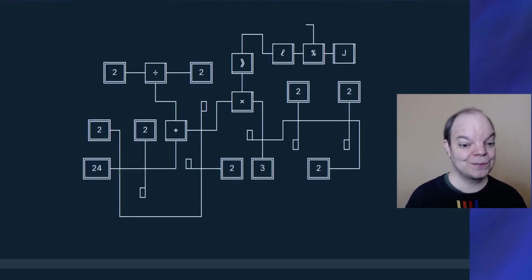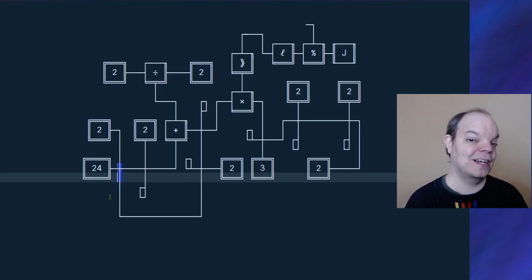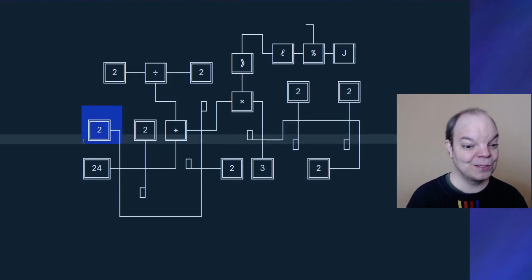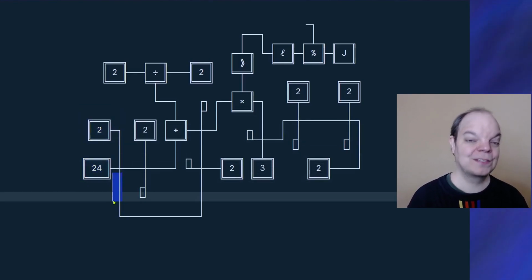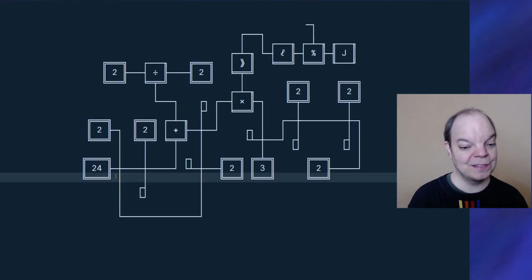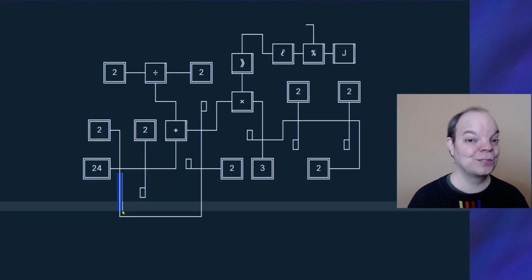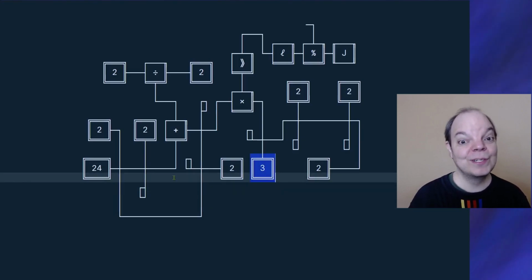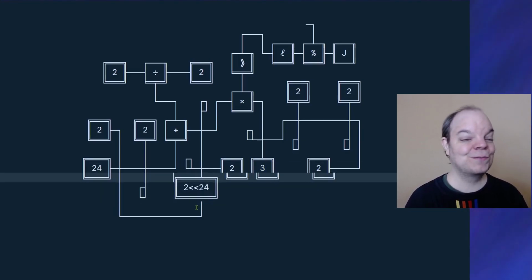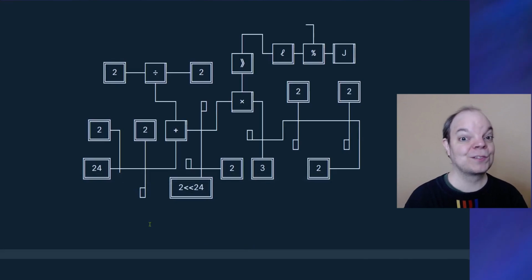Now we get to another cross junction, and this time neither of the two outputs are silenced. So we're actually calculating both the shift left and the less than. Now again, in counterclockwise order, since these are the two inputs, the next one is going to be the shift left, which means that this wire here contains 2 shift left 24, which is a pretty large number. So I'm not going to write it out. I'm just going to write 2 shift left 24.